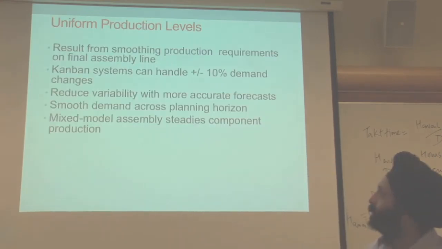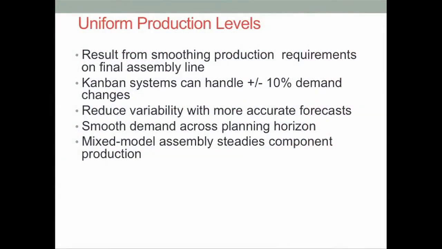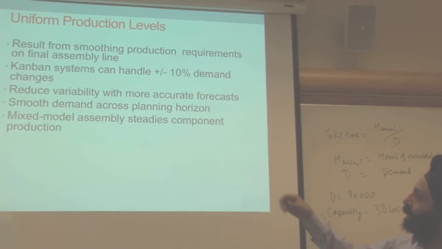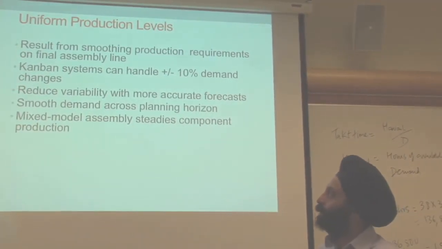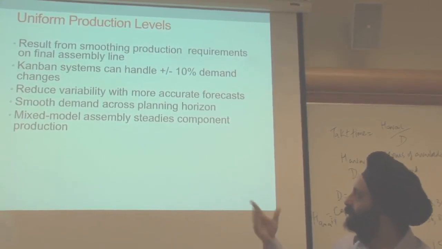Now, uniform production levels result from smoothing the production requirement on the final assembly line. A Kanban system can handle plus or minus 10% demand changes and reduce variability with more accurate forecasts, smooth demand across planning horizons, and mixed model assembly smooths component production.